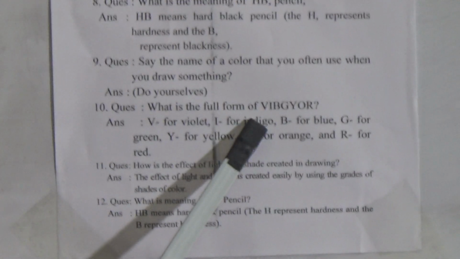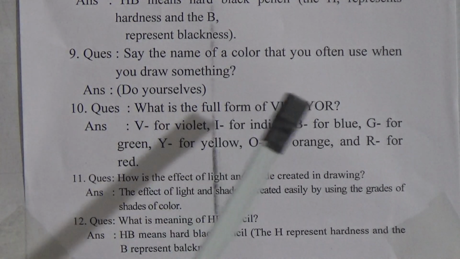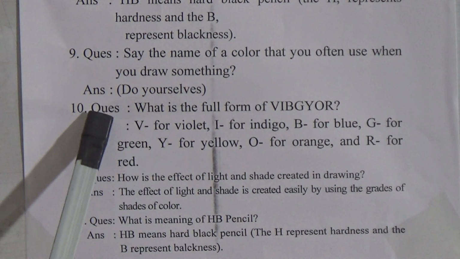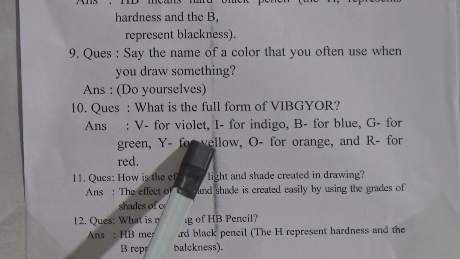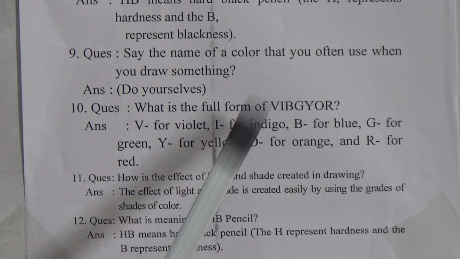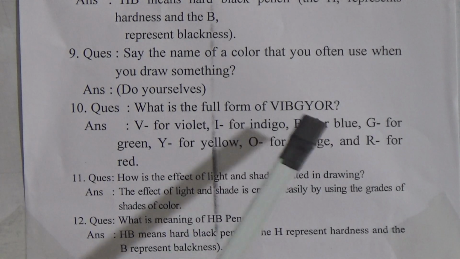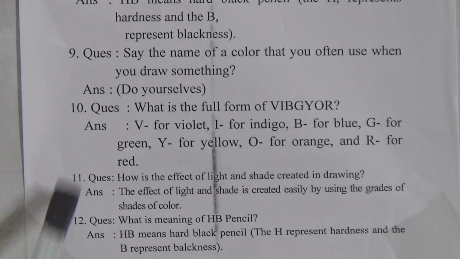Question number 10. What is the full form of VIBGYOR? Answer. V for violet, I for indigo, B for blue, G for green, Y for yellow, O for orange and R for red. Again, question number 10. What is the full form of VIBGYOR? Answer. V for violet, I for indigo, B for blue, G for green, Y for yellow, O for orange and R for red.